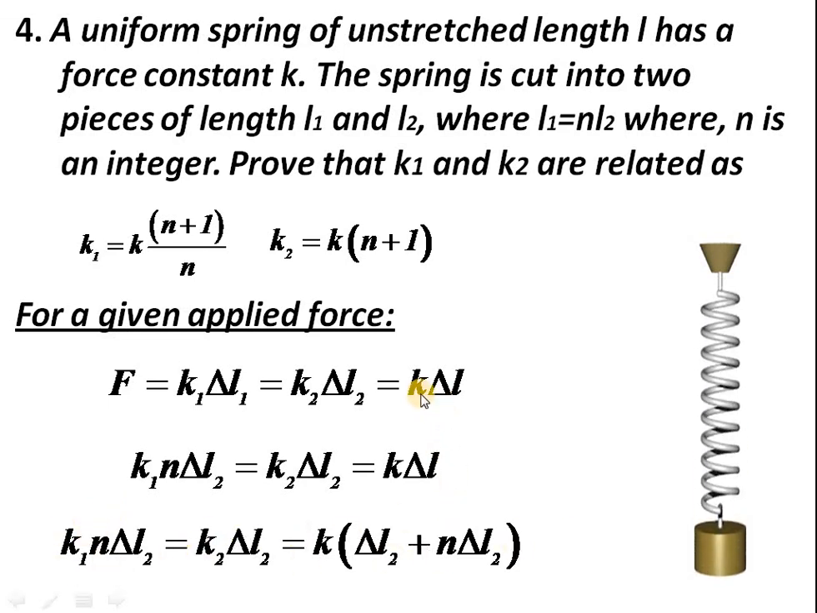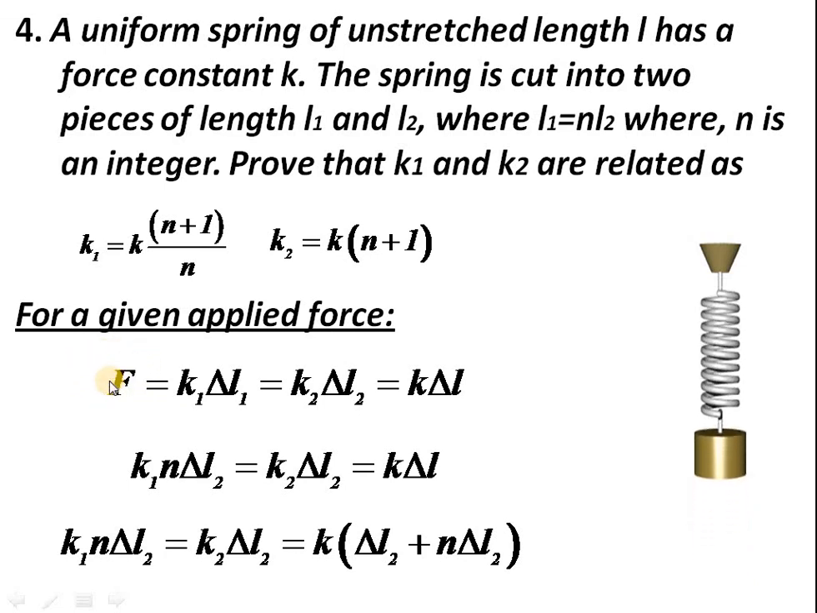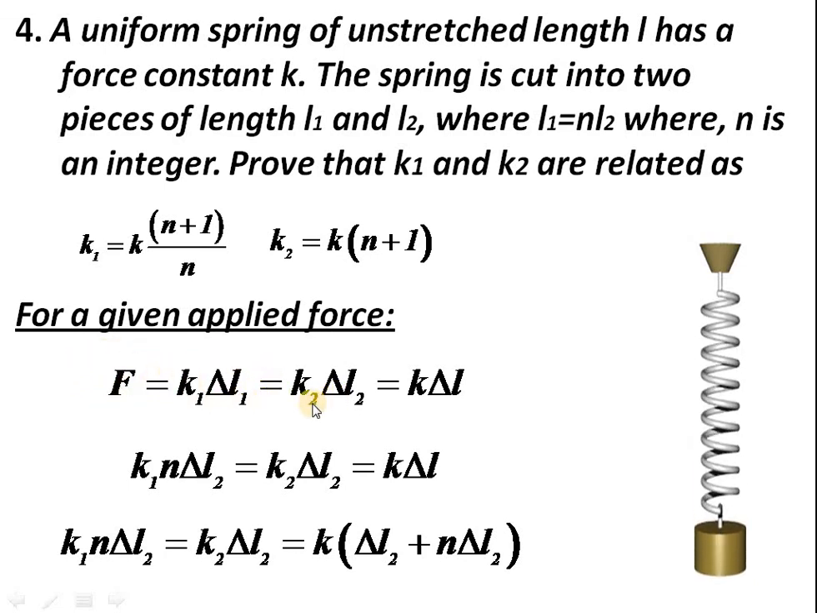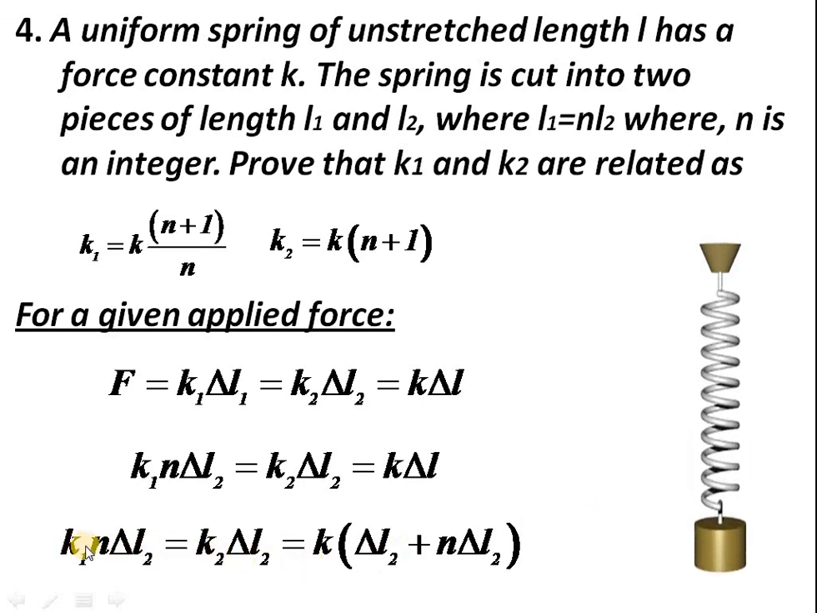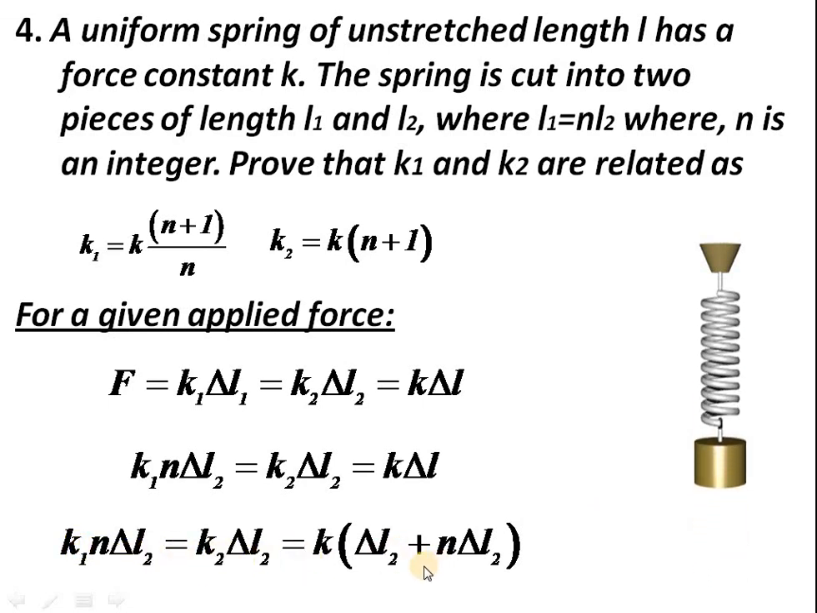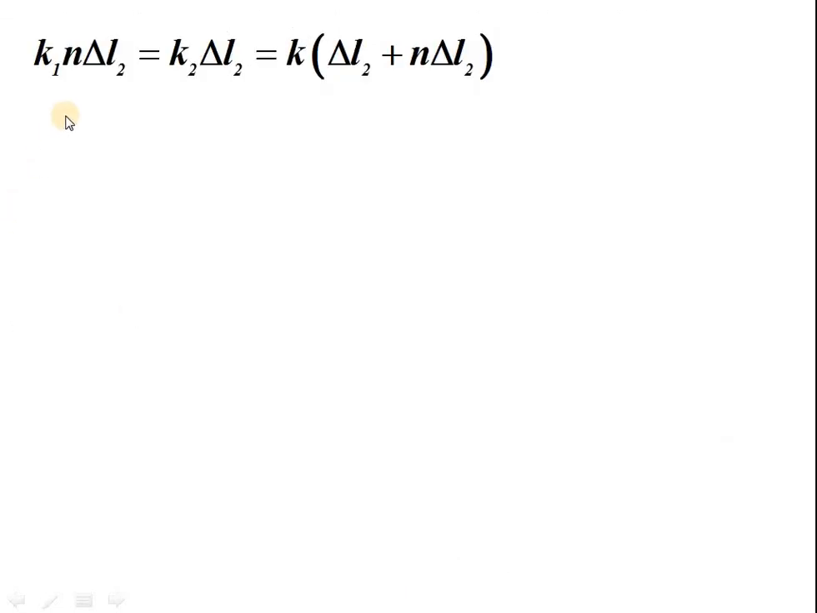Basic physics is that for a given force, the restoring force in all the springs is the same. Restoring force is the same because the attached mass is the same. Then you can see in all the terms delta L2 is common. You can cancel it. When you cancel all the delta L2, what do we get? K1n is equal to K2 is equal to K into 1 plus n. Very simple.